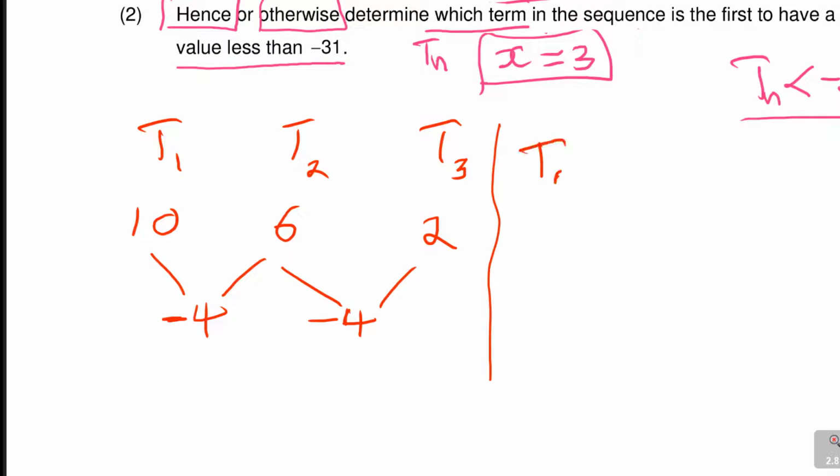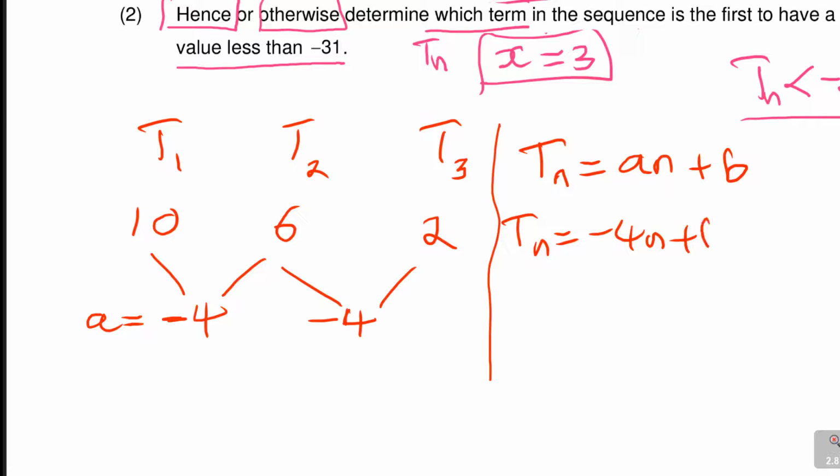We need to find Tn. I said it's an plus b, and then your a is equal to that. So you've got Tn is equal to minus 4n plus b. And then I told you your a plus b is equal to this. You see? So you can write there a plus b gives me a 10, but what is my a?